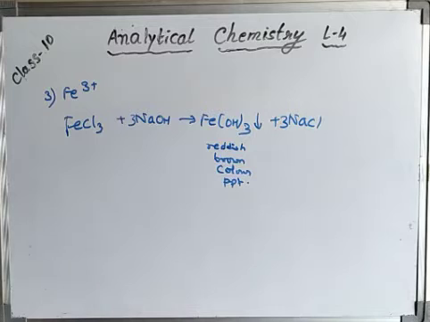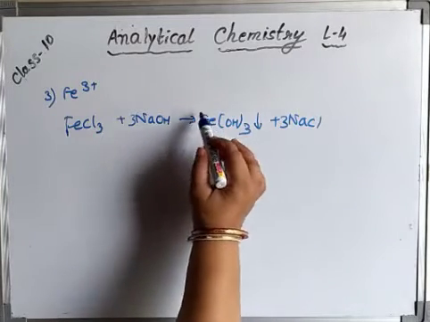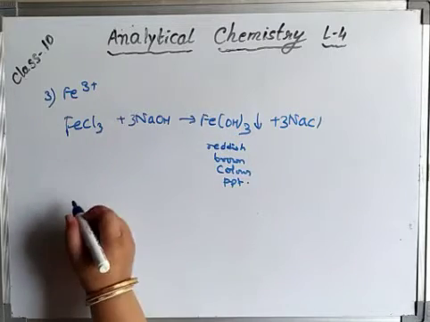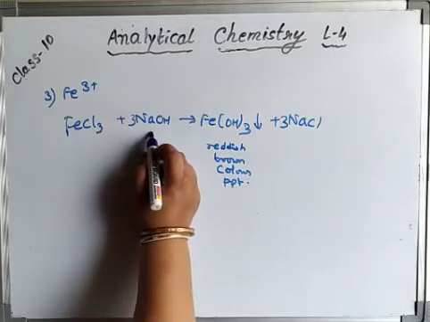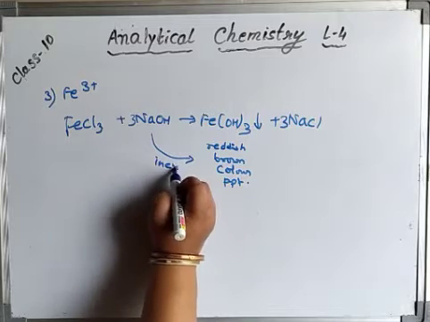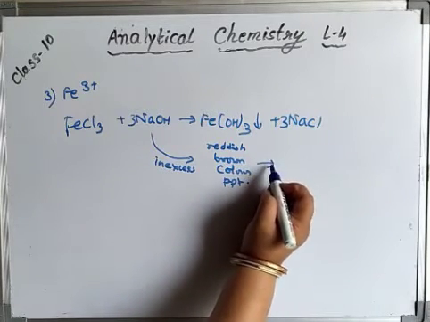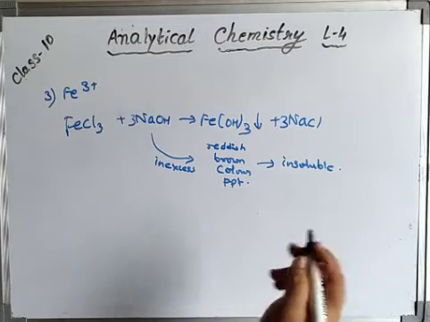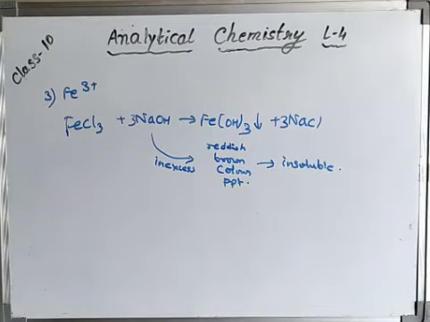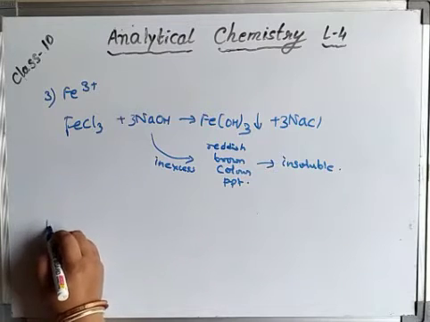Okay, so when we start adding in a dropwise manner, the precipitate forms. Now when we add in excess, what happens to this precipitate? Does the precipitate dissolve? No. The precipitate remains insoluble, just like the ferrous. Now coming to the next point, that is the copper salt.